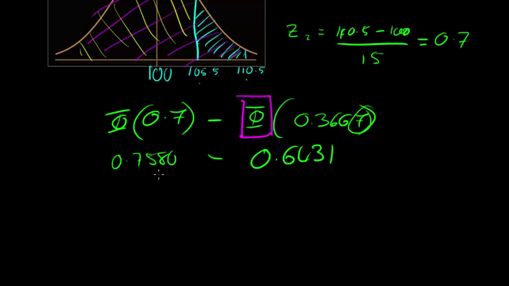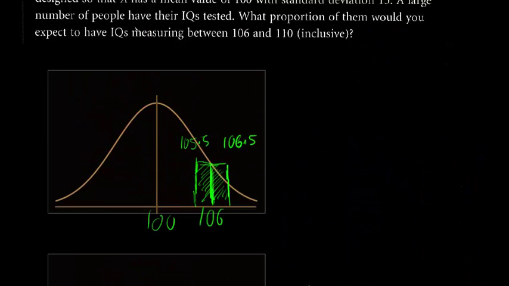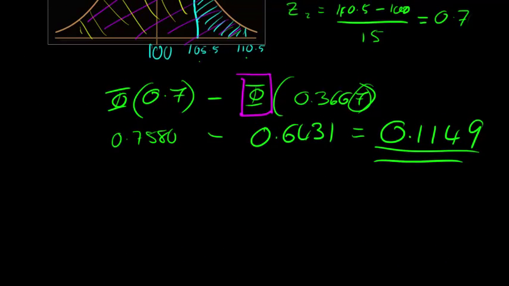So what's that? 0.7580 minus 0.6431 is 0.1149. And so that should be my answer. I've forgotten the question now. A large number of people have their IQs tested. What proportion of them would you expect to have...? Well, I'd expect 11.5% really to have their IQs between 106 and 110.